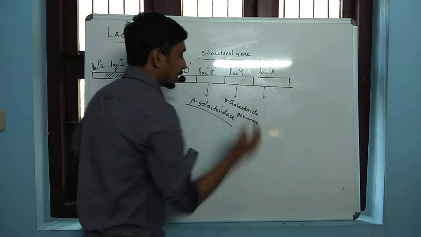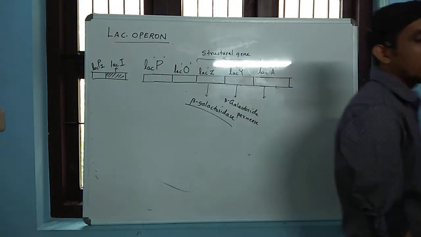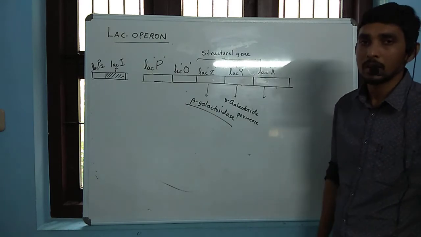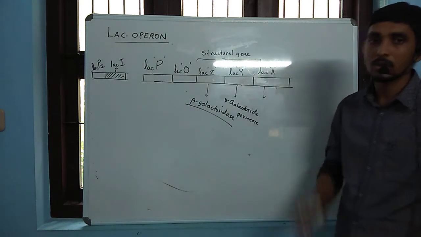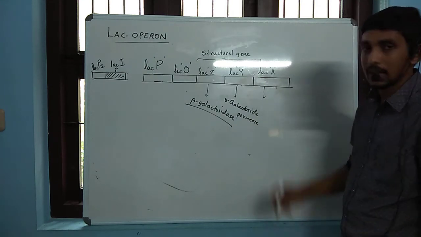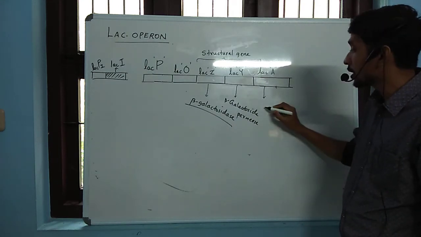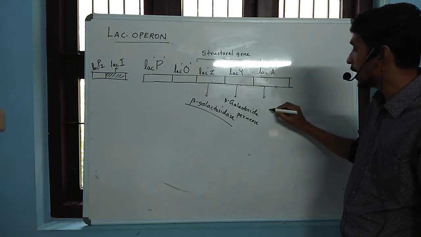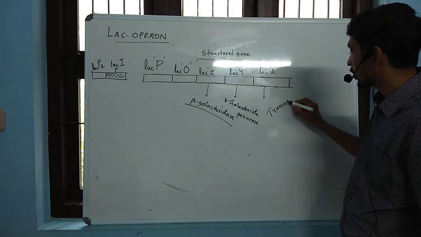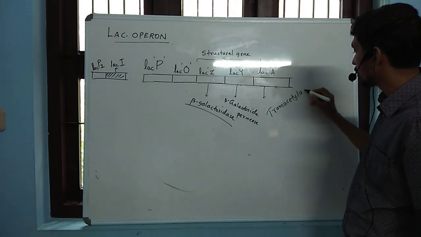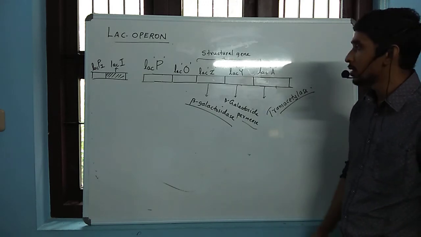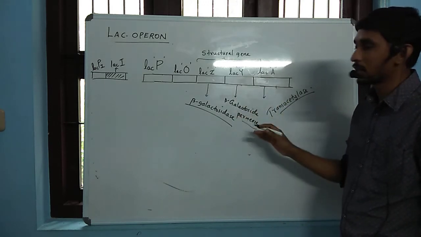Beta-galactoside permease is a protein found on the cell membrane of bacteria. Its function will be discussed later. The third structural gene is called lac A. It produces another enzyme called transacetylase. These are the three structural genes present in the lac operon.